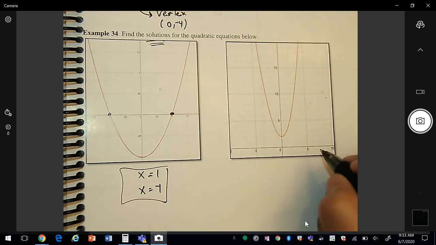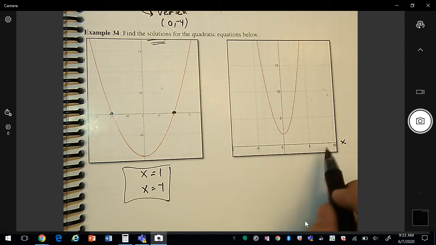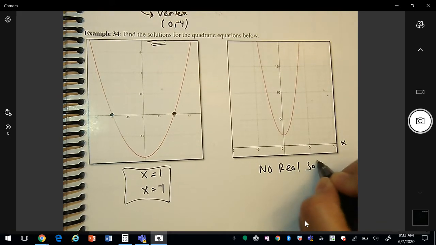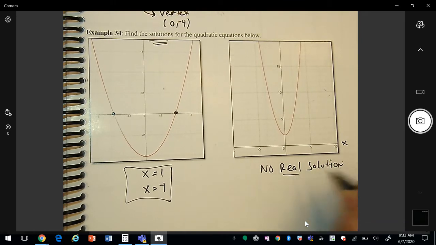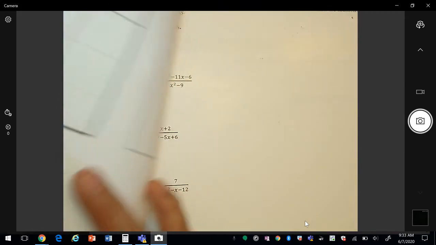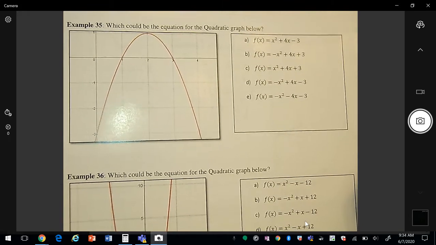And for this one, notice this is your x-axis down here, and the graph does not cross the x-axis. So we say that there's no real solution. We have to say the word real because there are solutions, but they're not real. They're complex solutions. These two examples I saw come up on the exam all the time.